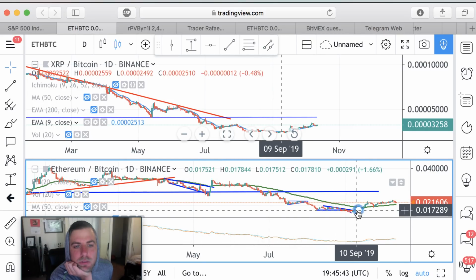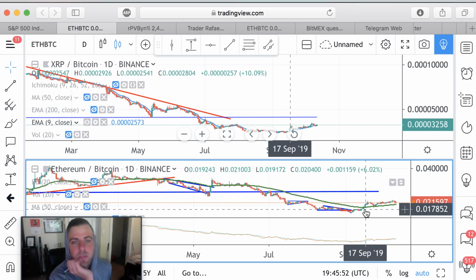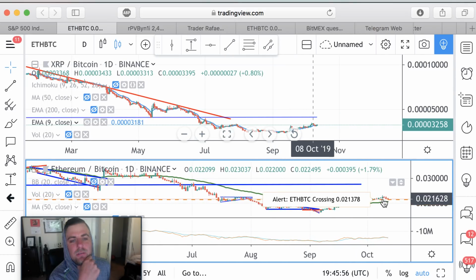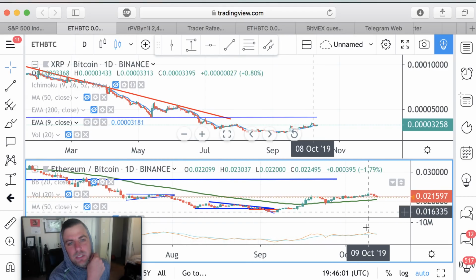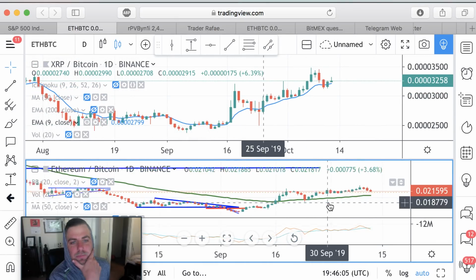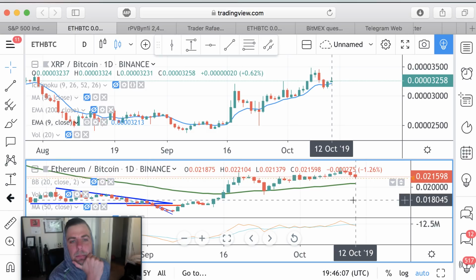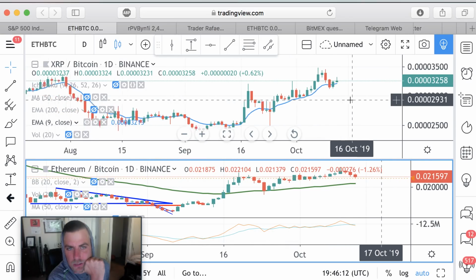ETH really started to make something happen. Let's see here. Yeah, ETH has led on the bounce. XRP led on the way down. ETH has led on the bounce. So it'd be interesting to see if it's now leading, and ETH looks like it's breaking down, but XRP doesn't. So therefore, maybe Ethereum will be the leading indicator.